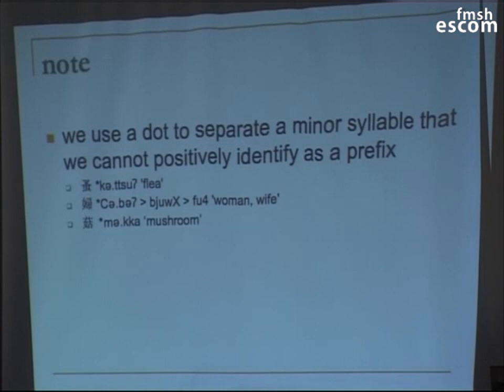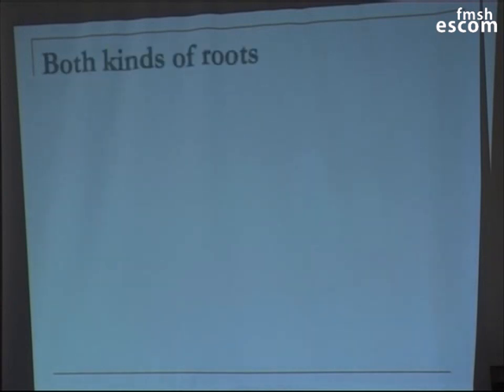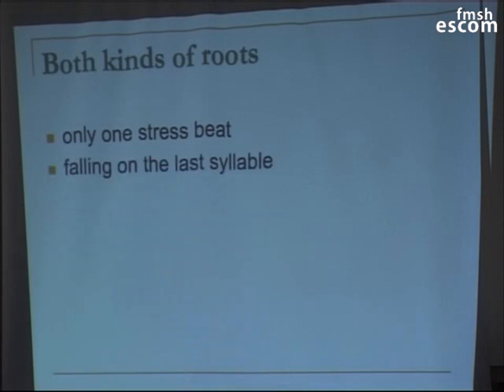Now, if you see a hyphen between a minor syllable and a root, that means we think it's a prefix. If you see a dot, that means we don't think it's a prefix. It might be a prefix, but if so, it's a prefix that we haven't identified. Okay, so both kinds of roots had only one stress beat. And that stress beat fell on the last syllable of the iambic syllable and on the unique syllable of the monosyllable.